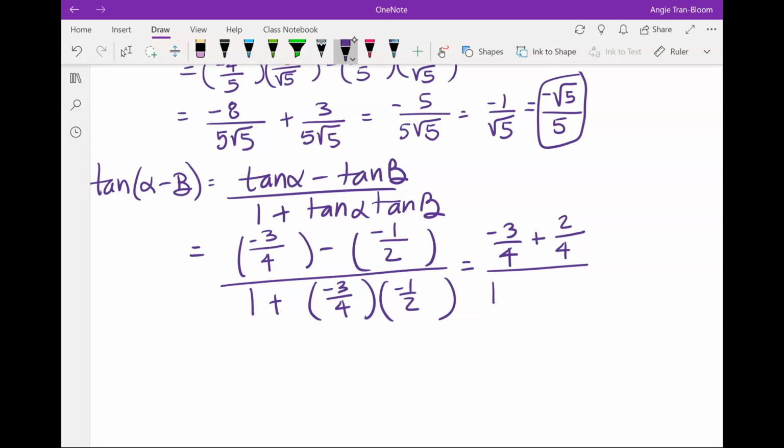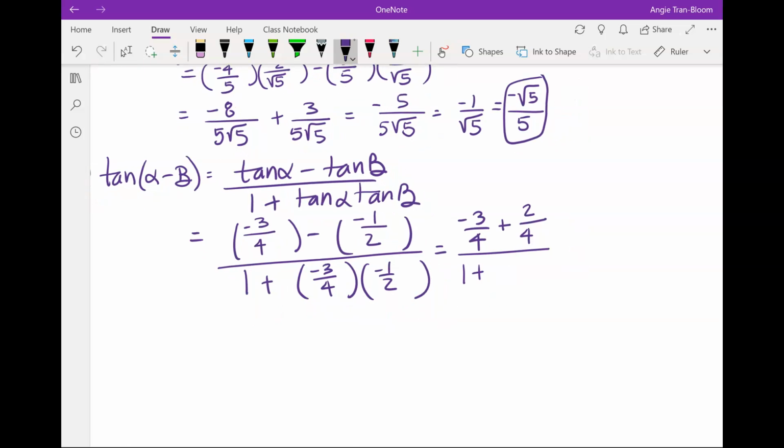On the bottom, I will have 1 plus. Do I need to find a common denominator when I multiply? No, so that's going to be positive 3 over 8. Is that okay? On the top, I should have now what? Negative 1/4. Okay. On the bottom, can I convert that into 8 over 8 plus 3 over 8, which is really how much? 11 over 8.